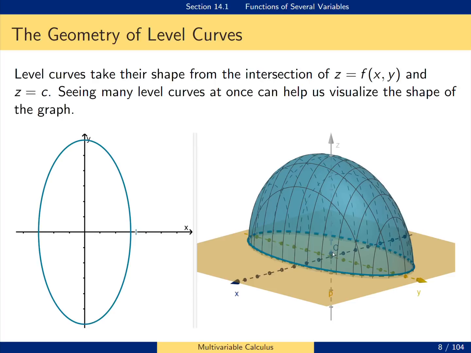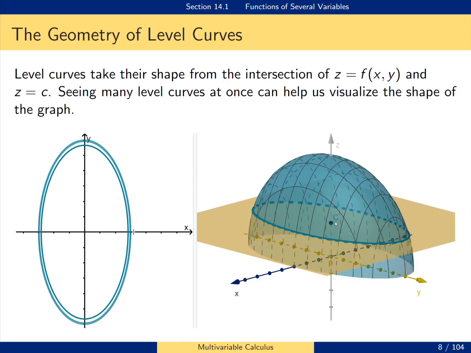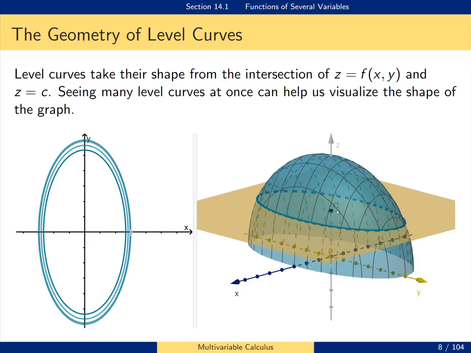Geometrically, level curves are the intersections of the graph of a function with the plane z equals c. These planes are horizontal, so it looks like taking a level slice of the graph. The graph has a level curve at each height, and each level curve lies in the domain of the function, the xy plane.